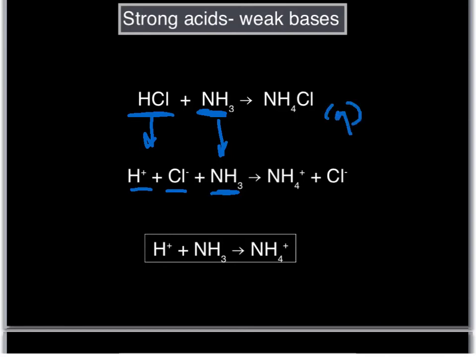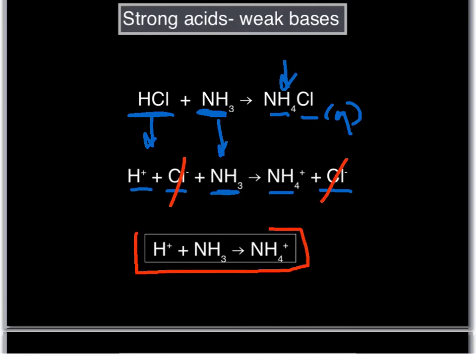Everything here is an aqueous solution. This is soluble. It's got an ammonium ion. Remember, everything with ammonium is soluble. So really in water, it's going to exist like this. You can see the spectators here are the chloride ions. They go away, and what we're left with is this. So that's the NIE for a strong acid and a weak base.